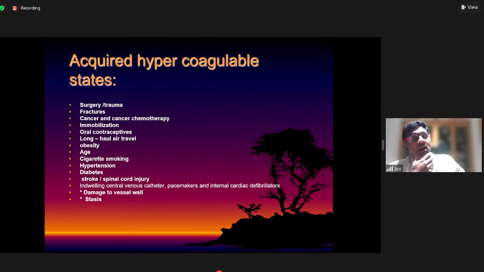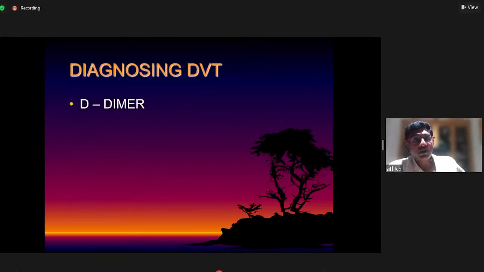Now, as if this were not enough, we do have a host of acquired hypercoagulable states like, as we all know, surgery, trauma, fractures, cancer and chemotherapy, immobilization, oral contraceptives, long haul air travel, obesity, age, cigarette smoking, hypertension, diabetes, stroke, spinal cord injury, and damage to the vessel wall for any reason whatsoever, and of course stasis, which all contribute to the development of deep vein thrombosis.